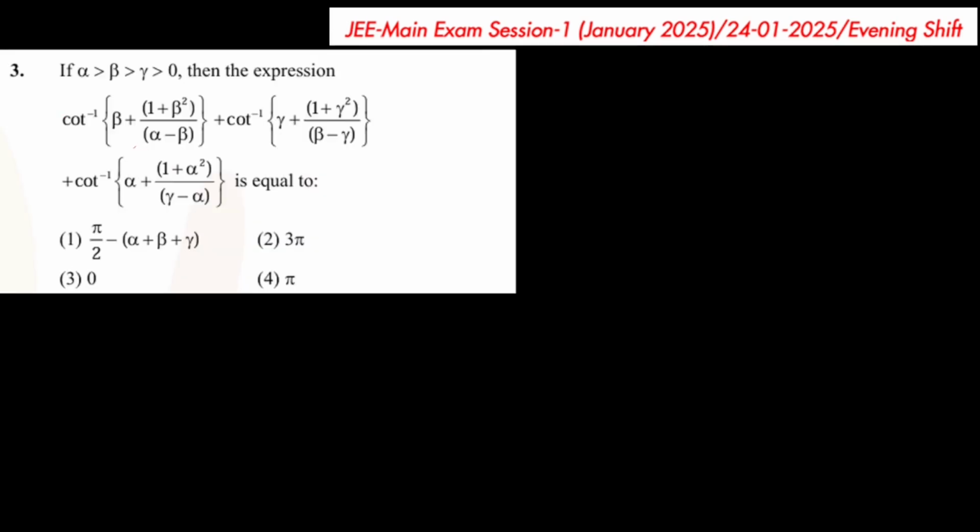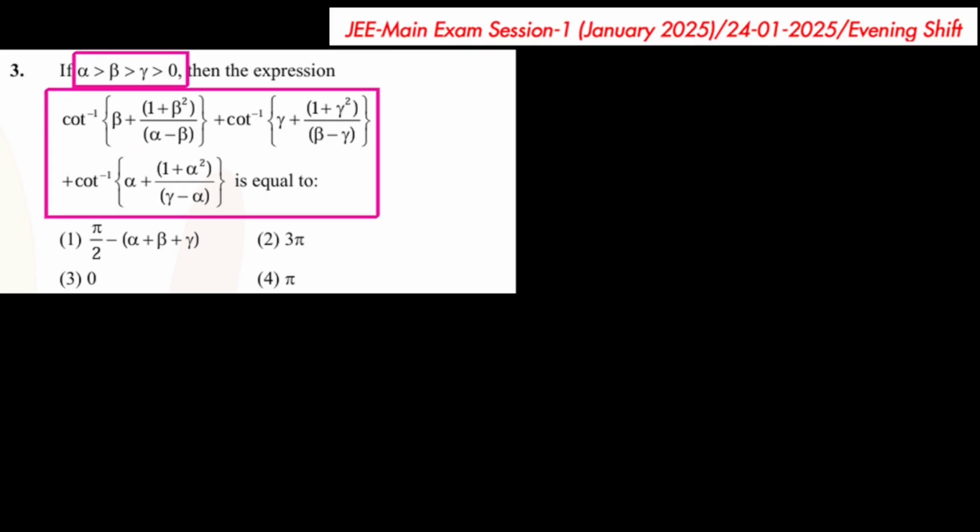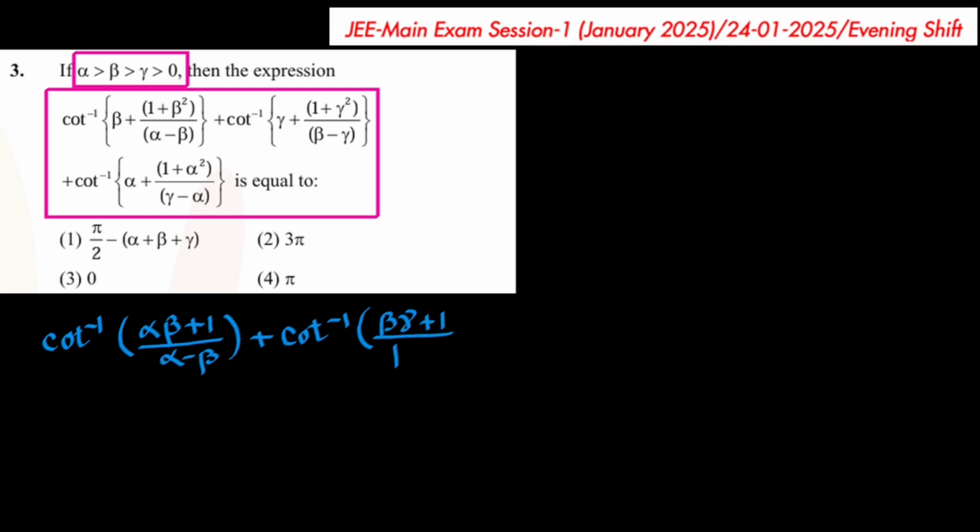In this question, we have to find the value of this expression where alpha greater than beta greater than gamma are positive. In the first step, we will simplify the expression. That will be cot inverse of (alpha beta plus 1) upon (alpha minus beta) plus cot inverse of (beta gamma plus 1) upon (beta minus gamma) plus cot inverse of (alpha gamma plus 1) upon (gamma minus alpha).